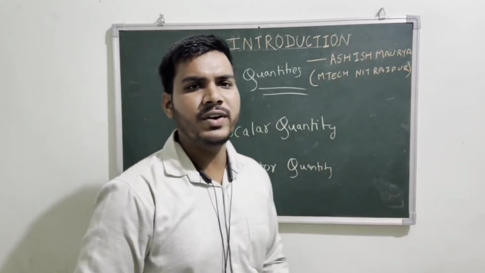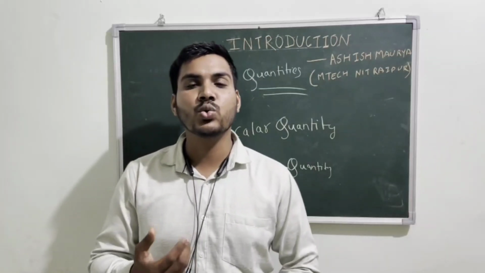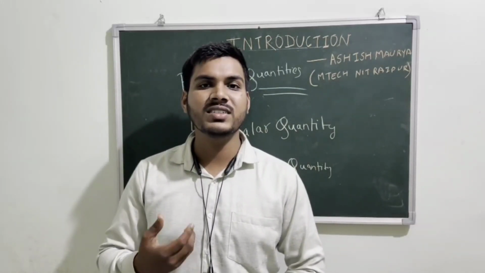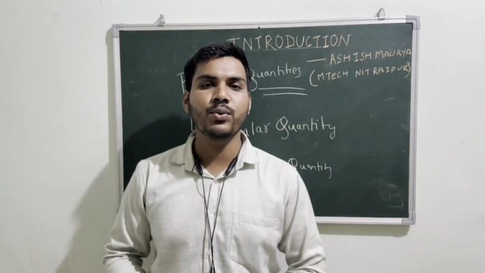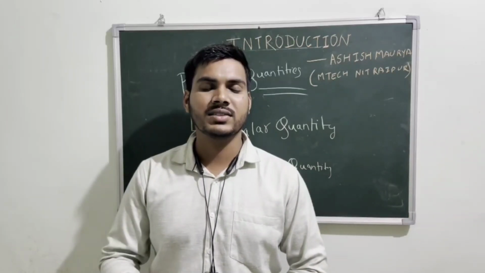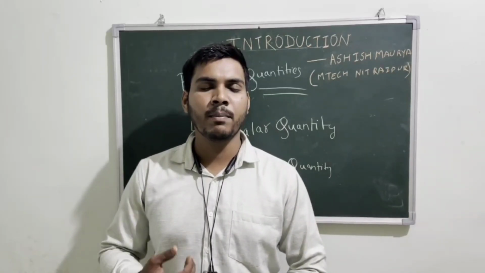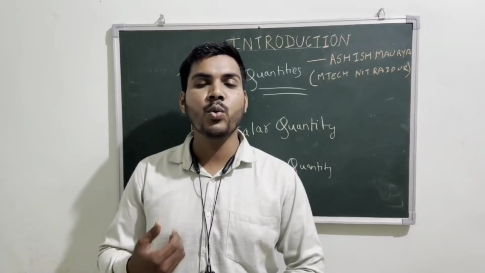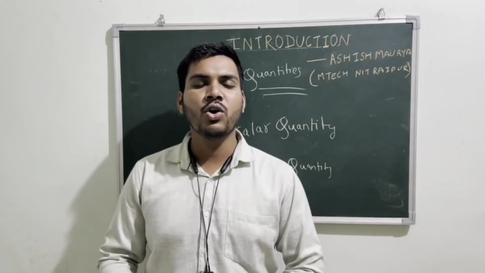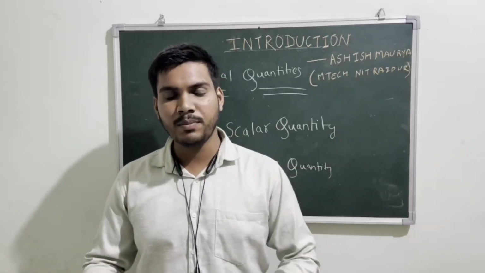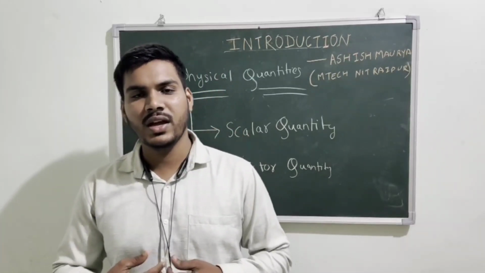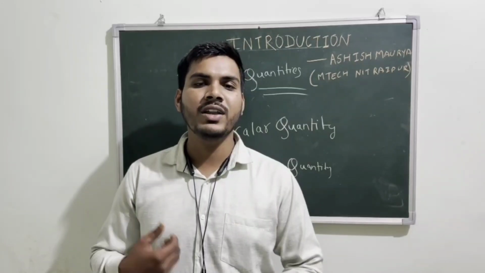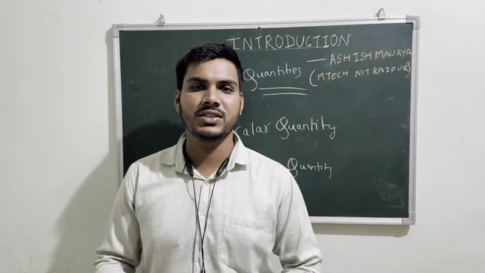What is a scalar quantity? Scalar quantities are those quantities which have magnitude. For example, mass, temperature, pressure. Mass is a scalar quantity which can be added or subtracted. For example, my mass is 50 kg and your mass is 40 kg. So in total we can add these two masses, 50 plus 40, that is 90 kg.